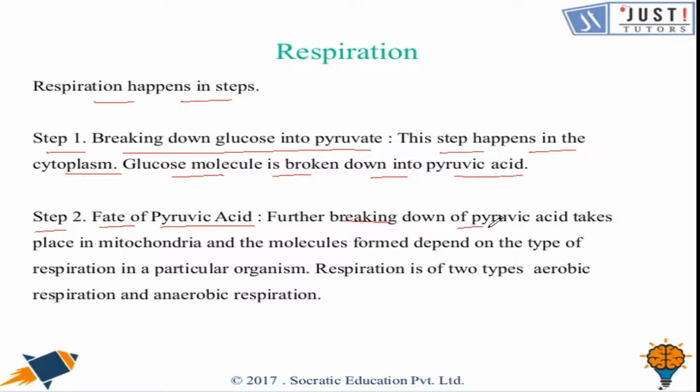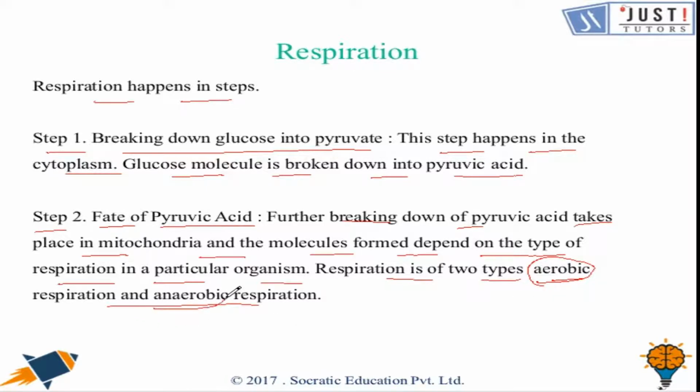Further breaking down of this acid takes place in mitochondria and the molecules formed depend on the type of respiration in a particular organism. Respiration is of two types, aerobic and anaerobic respiration. Aerobic respiration involves the breakdown of glucose into carbon dioxide and water in the presence of oxygen.